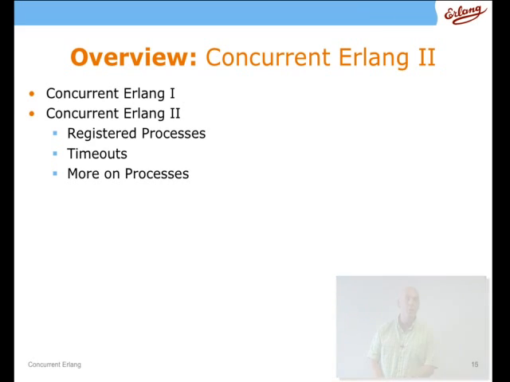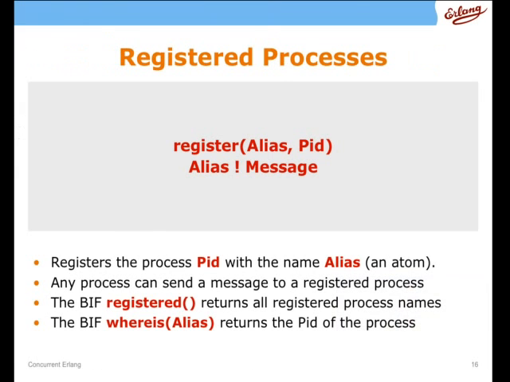Okay, let's talk a bit about how processes can be named. We do that using the register BIF. That takes two arguments. It takes an atom, which is going to be the name, the alias of the process, and it takes the PID of the process, which is how it is identified. And remember, the PID can come back from a spawn.